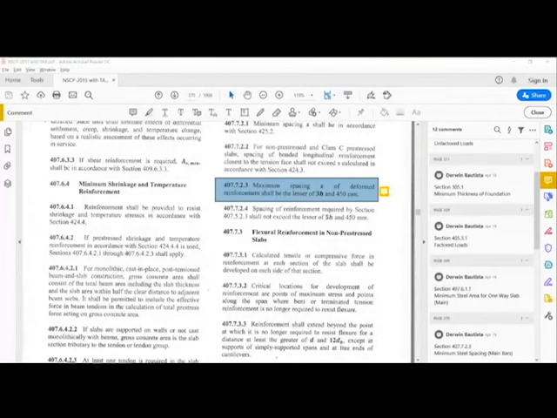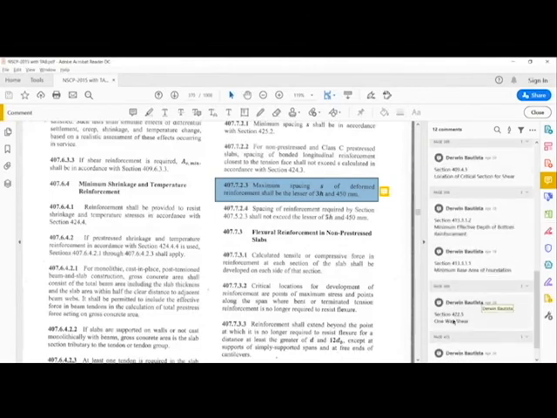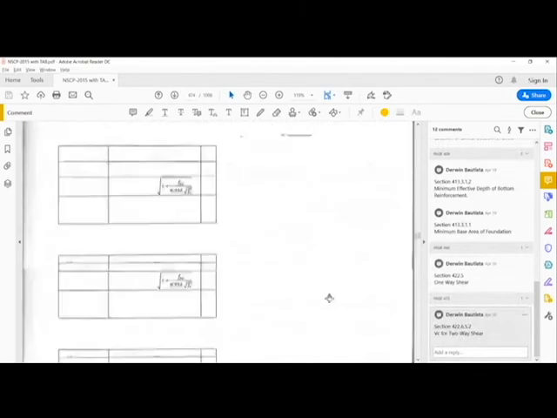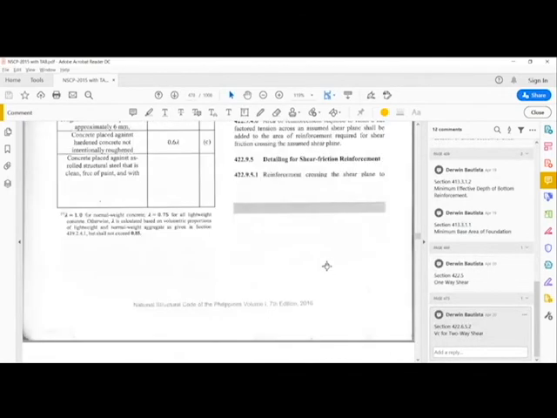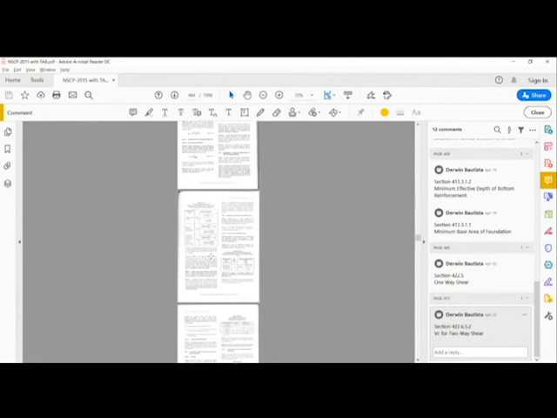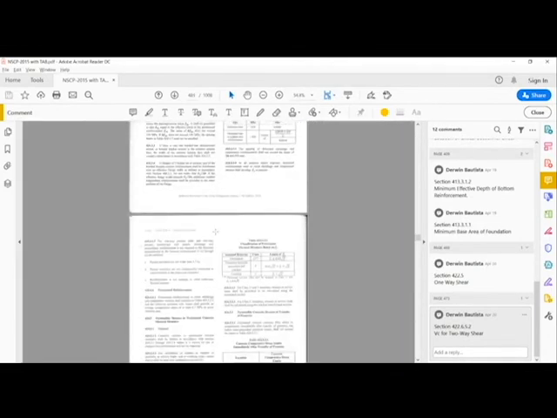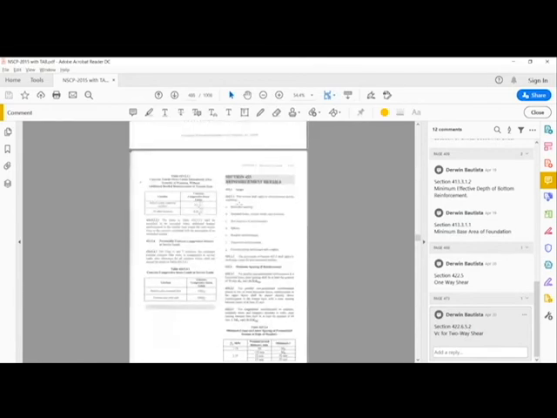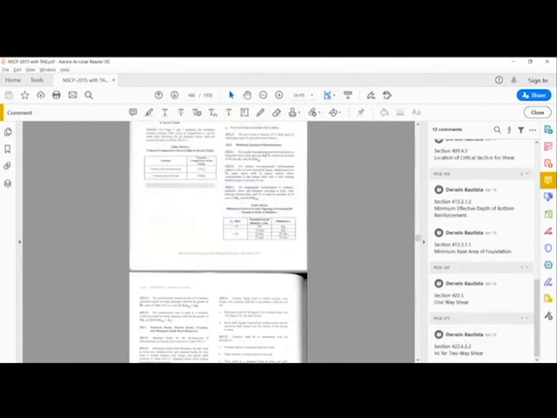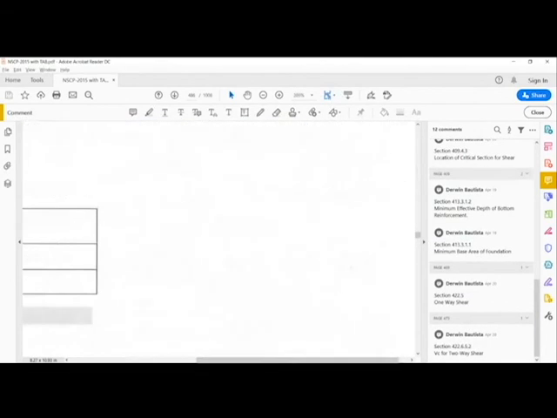Although only rare cases na it's becoming below the minimum. From section 425.2.1. Okay. Section 425.2.1. So we have here the minimum spacing of reinforcement, no?